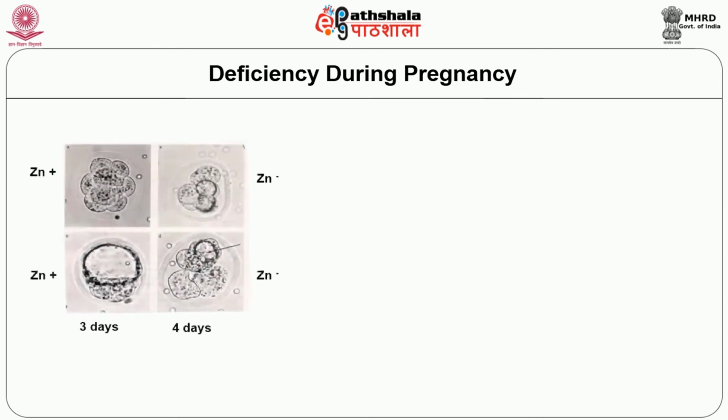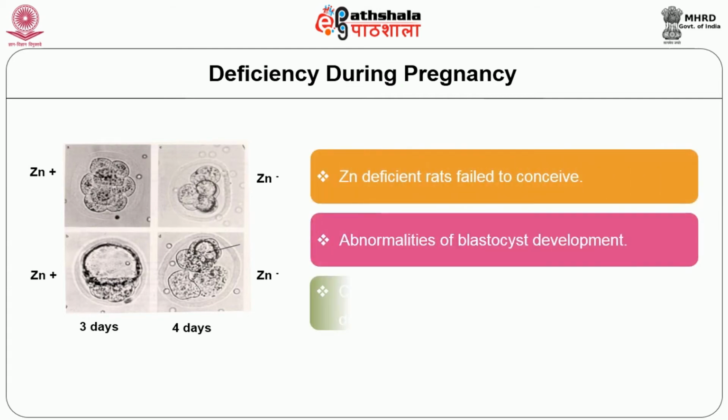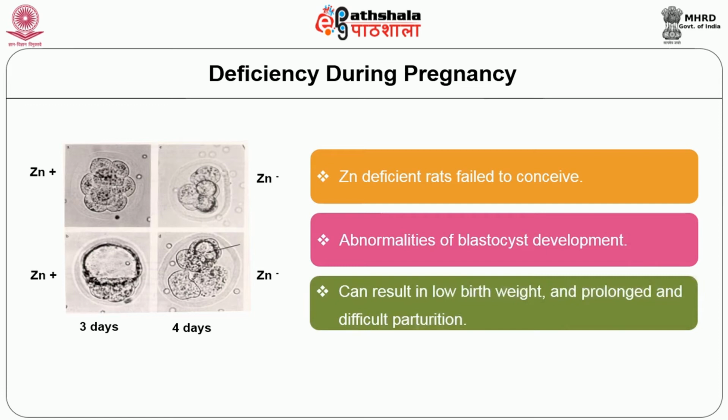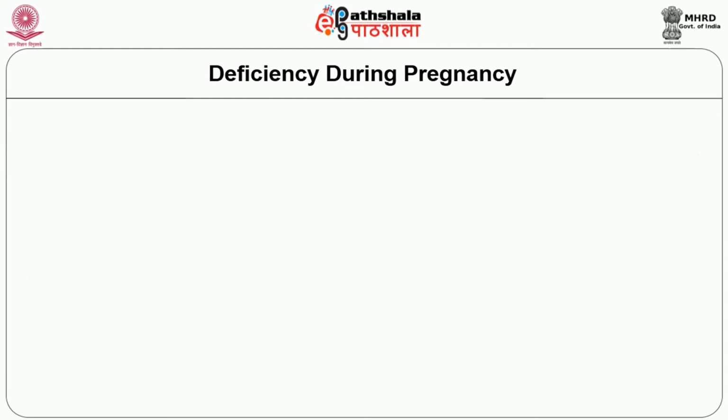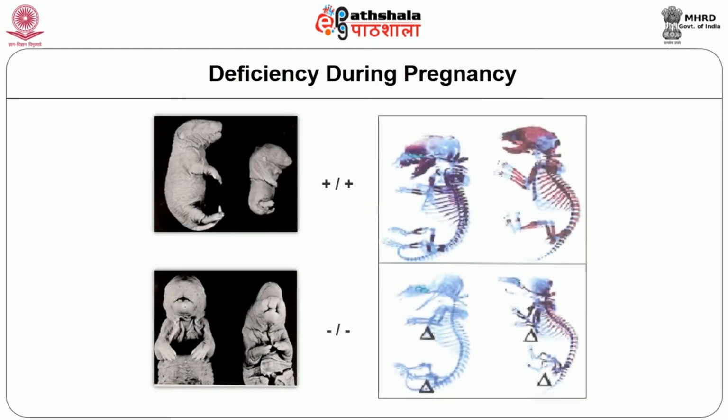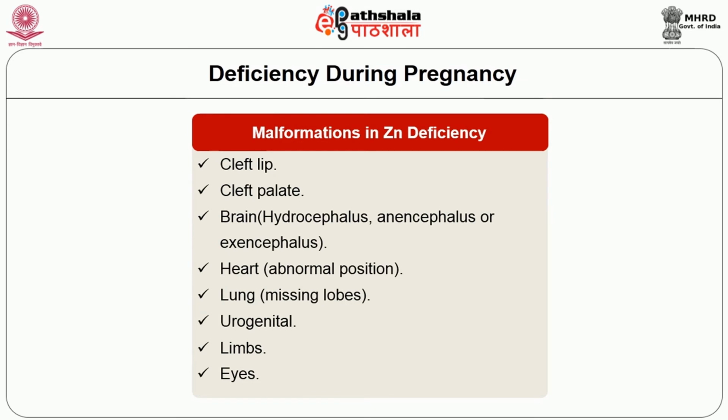Now the final part of our discussion is deficiency during pregnancy, because this is a critical stage. If there is a deficiency, even the implantation of the blastocyst and its development can be abnormal, and it can also result in low birth weight and prolonged and difficult parturition. Most of these studies are done in experimental animals. You can see here, zinc deficiency in pregnancy leading to malformation.